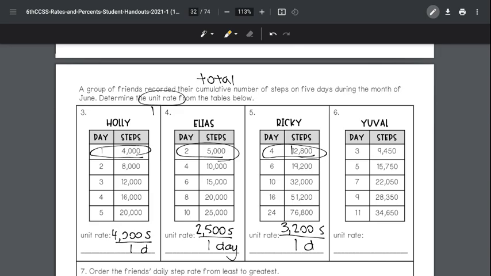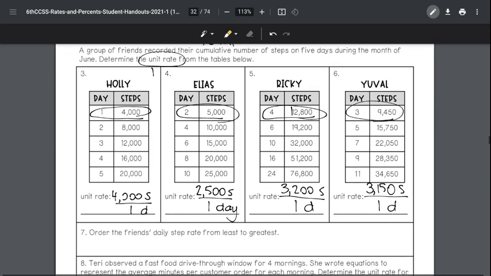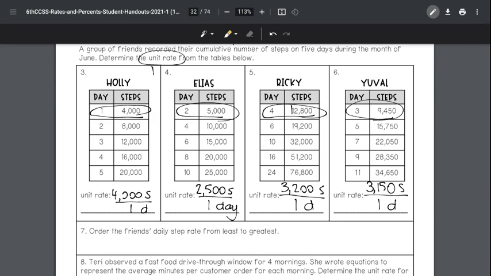3,200 steps per day. And Yuval walks 9,450 steps in 3 days. So we're going to divide that number by 3 to figure out how much they walk in 1 day. And it's going to be 3,150 steps. Number 7, order the friends' daily step rate from least to greatest. So who walks the least amount of steps to who walks the most amount of steps. Elias walks the least amount of steps. Then Yuval and Ricky, and then Holly walks the most.